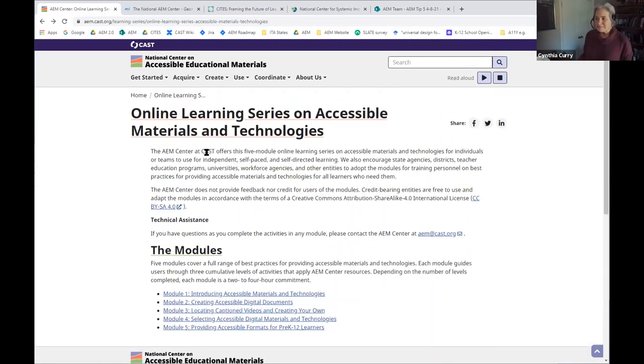So these 5 modules are available for free on our website. They're self-paced. They're designed for independent usage. But we also, as we say here, encourage state agencies, districts, teacher ed programs, universities, and workforce agencies to provide these as part of a professional development program and provide credit for them. So for example, when we delivered these in 2018, that used the modules and provided professional development credit for them.